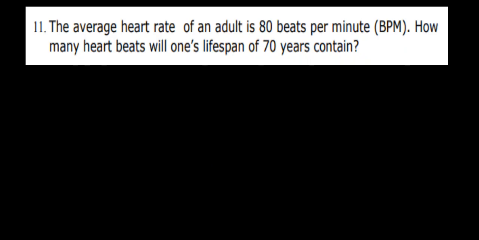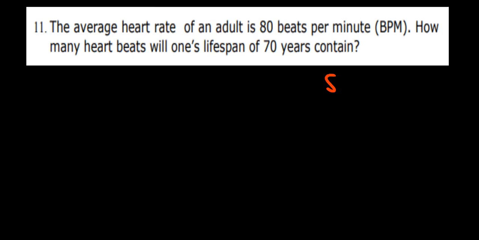Question number 11, we are told that the average heart rate of an adult is 80 beats per minute. So we're saying 80 beats per minute. How many heartbeats will one's lifespan of 70 years contain? If this is per minute, and the lifespan is 70 years.